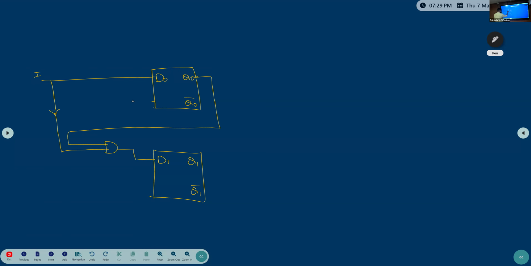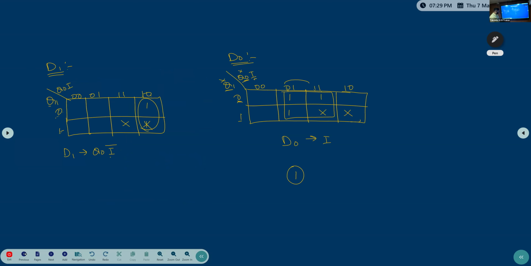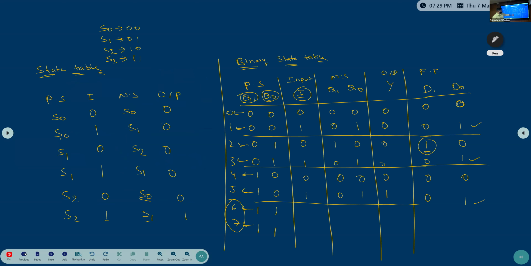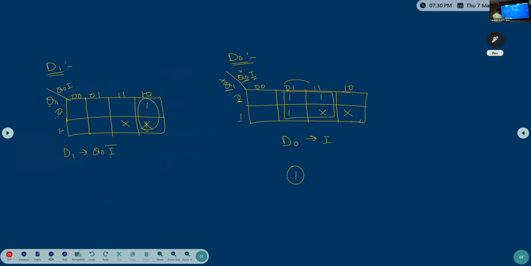So for this, both need to connect the clock. I forgot it. This is clock CLP. Okay, so this is the connection. After this connection, one more thing: we forgot to write the K-map for output Y also. We need to write the K-map, right? Yes or no? So take the Y also.